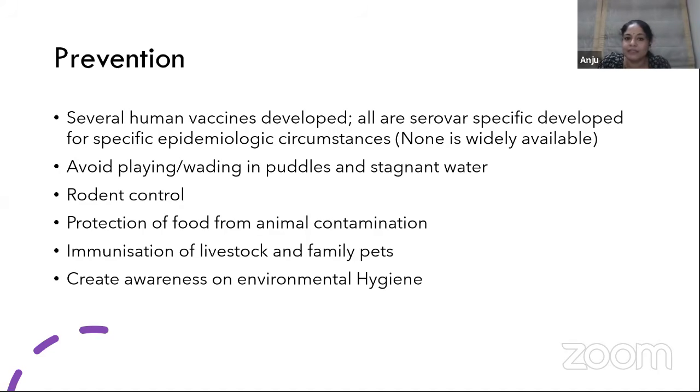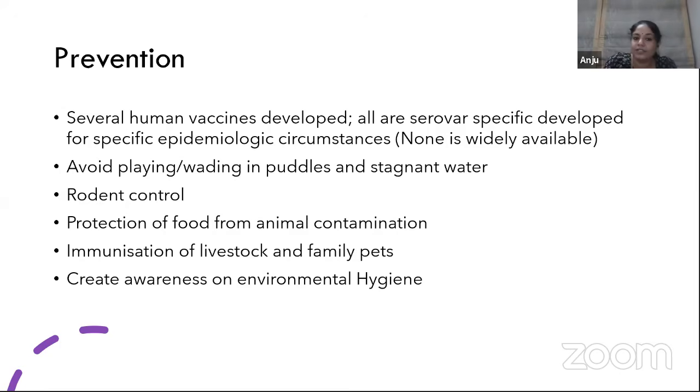A few vaccines have been developed which were all serovar specific, in different parts of the world for specific epidemiological circumstances. None is widely available, and hence their efficacy is also poor. The best thing that we can teach our children is to avoid playing and wading in puddles and stagnant water. Rodent control has to be done before every monsoon season. Protection of food from animal contamination has to be ensured. Immunization of livestock and family pets has been found to reduce the disease burden in endemic countries.